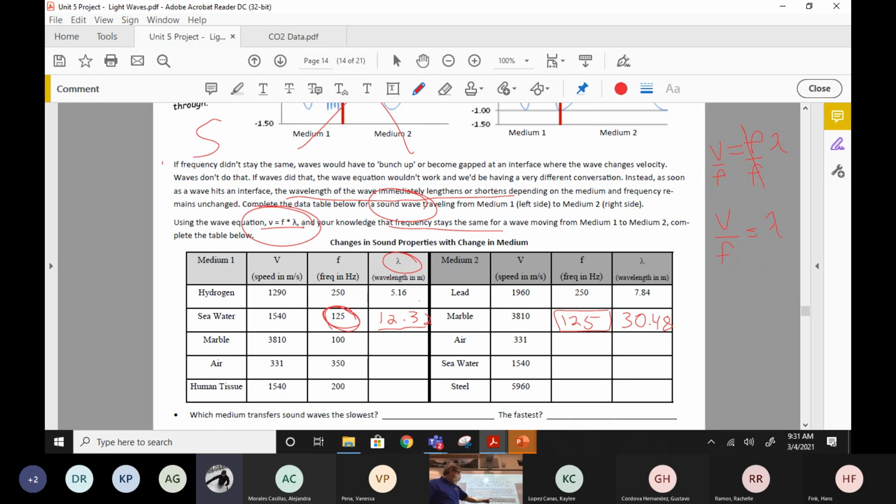Yes. For both of these columns, you have to divide. Here's your equation you want to use. V divided by F. Velocity divided by frequency will give this. Whatever the frequency is on the left, you just copy it on the right. You have to divide to find lambda.